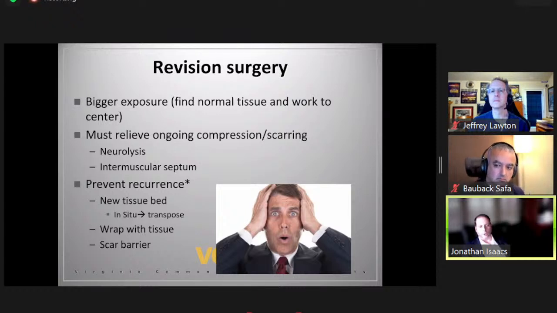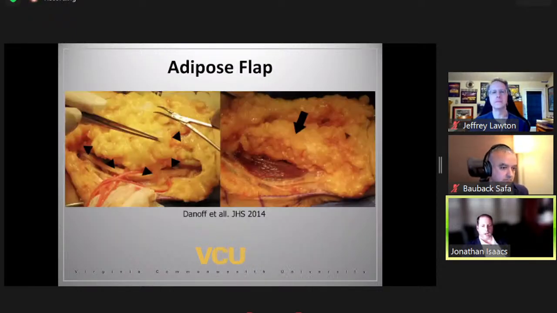You can put the nerve into a new tissue bed. So if their first surgery was an in situ release, I think a transposition is a great idea. You're putting the nerve into a fresh tissue bed. If you can't do that, if they've already been transposed, there are other ways you can do this. You can wrap with tissue. Bauback gave what I would say is kind of an extreme example of bringing in fresh tissue. And there are also multiple scar barrier options.